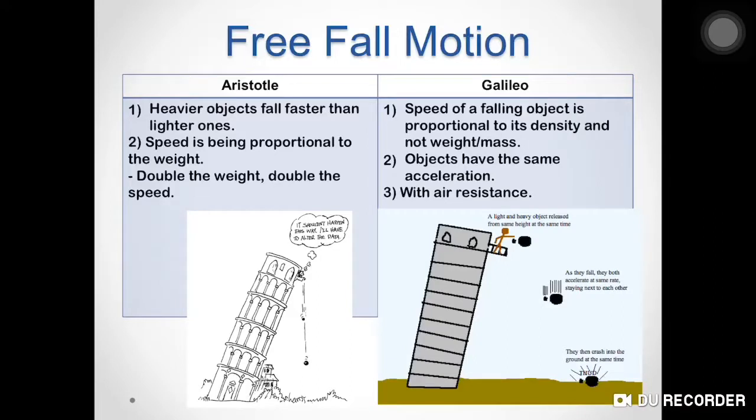So from the images below, you will notice the experiment or the belief of Aristotle: the heavier the object, the faster it will fall. But according to Galileo Galilei, speed of a falling object is proportional to its density and not the weight. Okay.